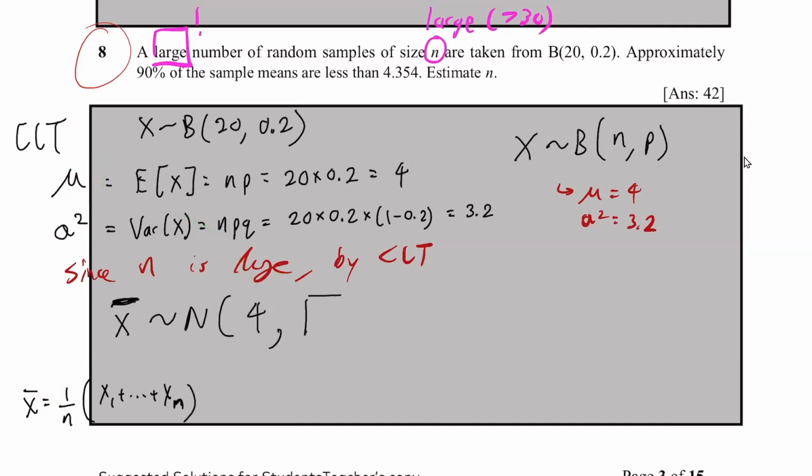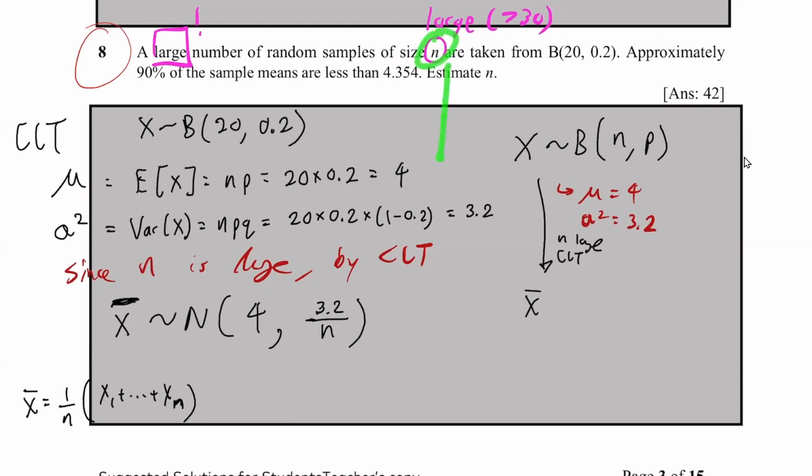What would the variance be? Can you tell me? The 3.2 over... the sigma squared over n. Just n.